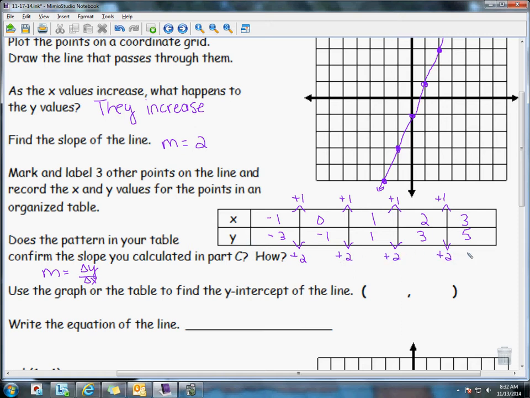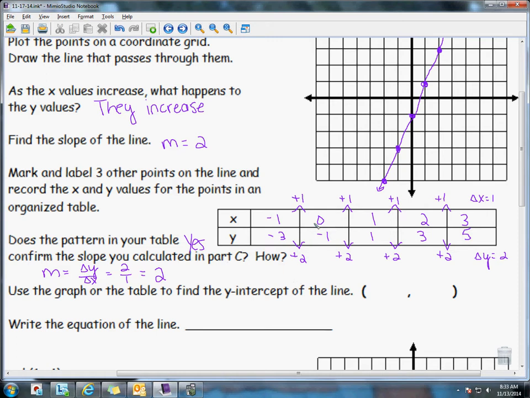So my change in y here is 2. Change in x is 1. So my slope, we'll put change in y is 2 over my change in x, which is 1. 2 divided by 1 is just 2. So again, that slope matches what we have up here for our rise over run. So does it match? Yes, it does.